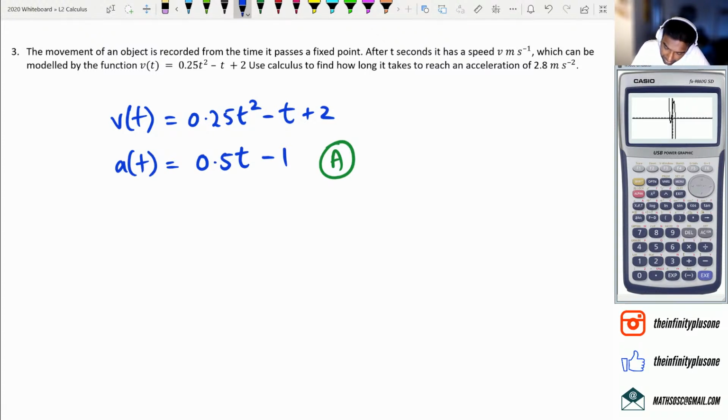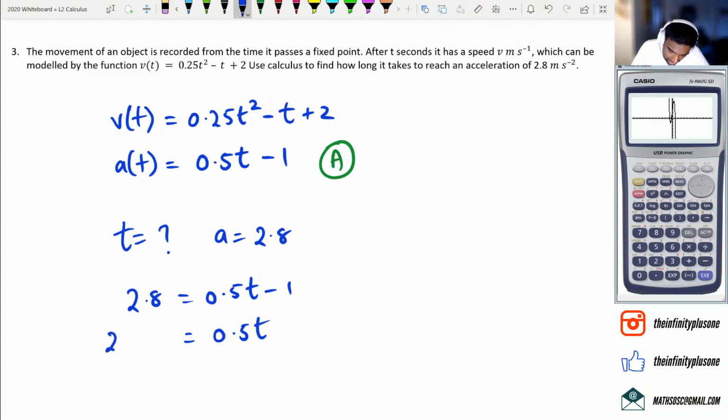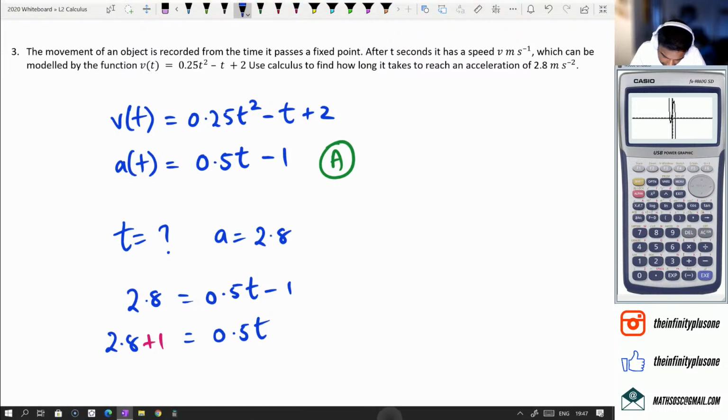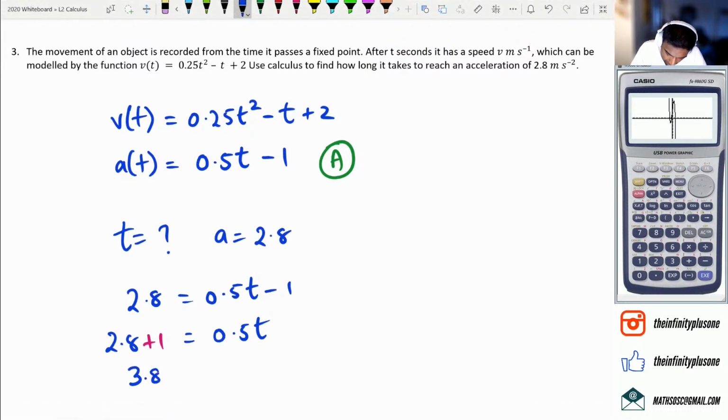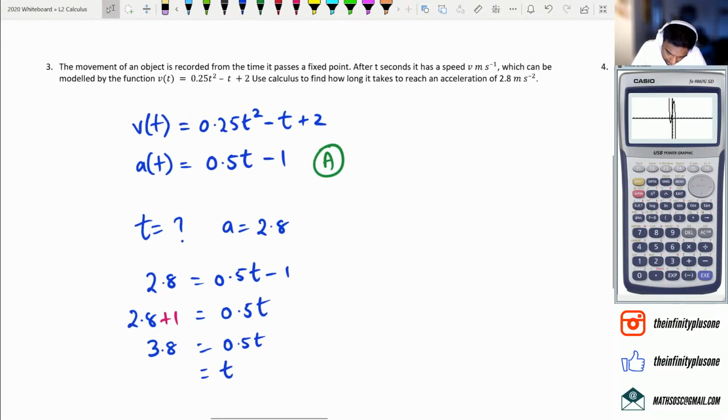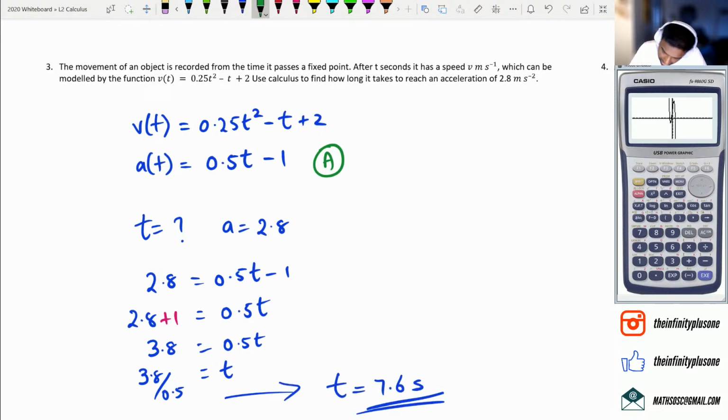To solve the question, it's actually saying when is the acceleration, so what is t when a is equal to 2.8? So we're going to put 2.8 equals 0.5t minus 1. Rearranging, we get 0.5t equals 2.8 plus 1, so 3.8 equals 0.5t, and t is equal to 3.8 divided by 0.5, which gives us t equals 7.6 seconds. The grade for this question ends up being a merit.